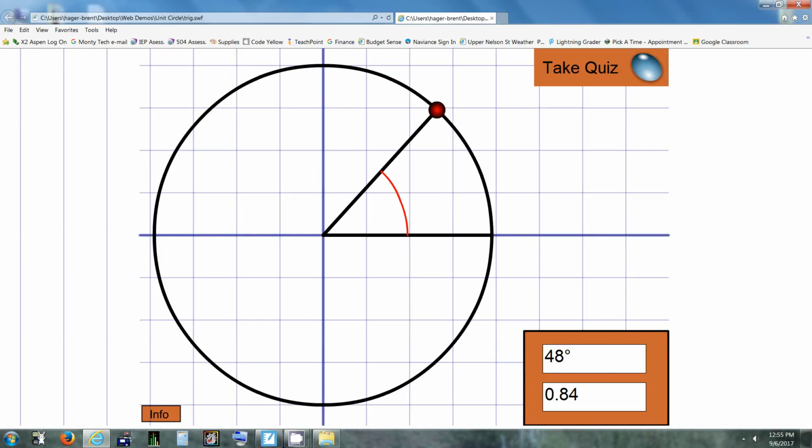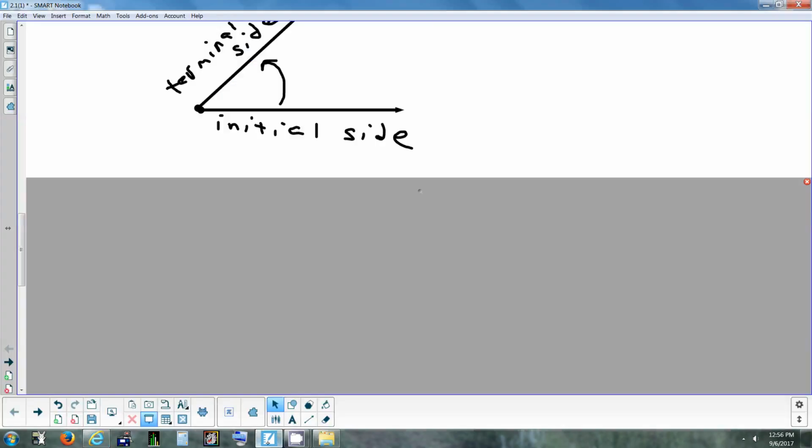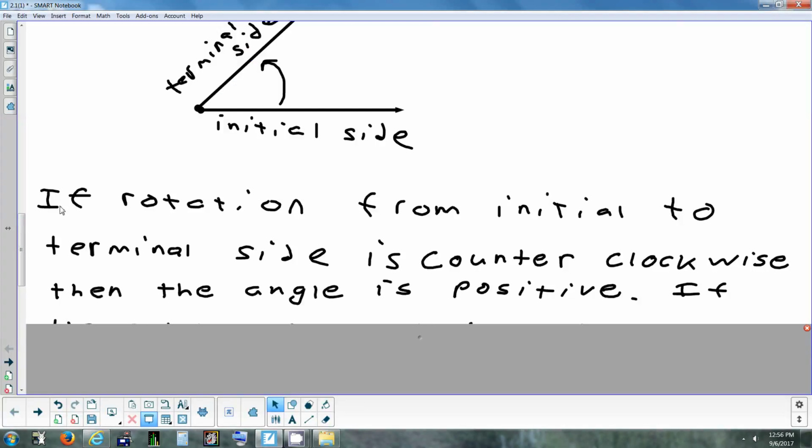So in this diagram, I can't move the initial side. It stays right there the whole time. But I can move the terminal side wherever I want. If you're measuring an angle and you're going in a counterclockwise direction, you get a positive angle. So if you rotate from the initial to terminal side in a counterclockwise direction, that's measuring a positive angle.